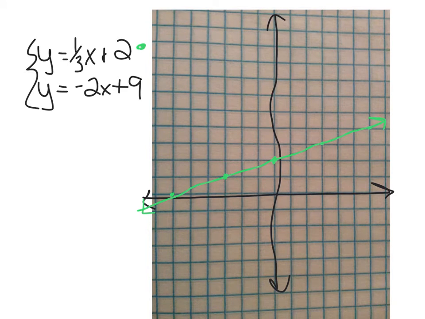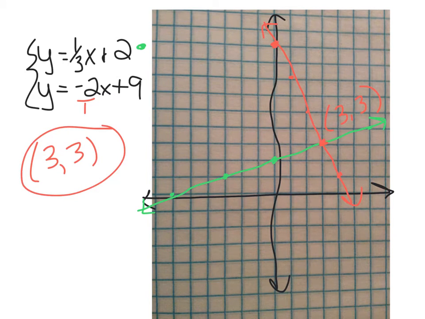Okay, now let's do the second one. The second one is negative 2x plus 9. So I'm going to go to 9 on my y-axis. My slope is negative 2, or negative 2 over 1. So from this point, we'll go down 2 and right 1, down 2 and right 1, down 2 and right 1. And you can see I have found the point where these two lines intersect. I need the ordered pair for where those two intersect, and I can see that that point is at (3, 3). So that would be the solution for this system, (3, 3), because that's where the two lines intersect.